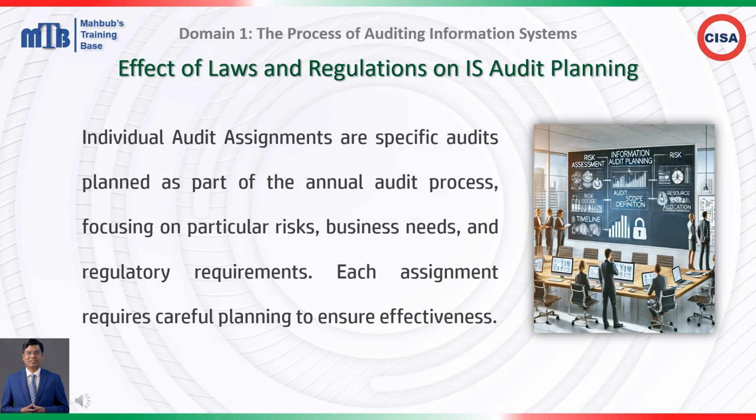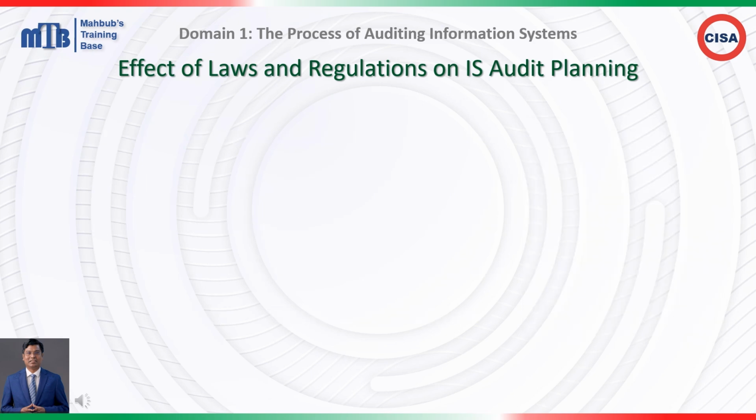Information systems or IS audit planning is essential for ensuring that organizations operate securely, efficiently, and in compliance with legal and strategic requirements. In these slides, we'll focus on two core elements that drive effective audit planning: the influence of laws and regulations and the approach of risk-based auditing.